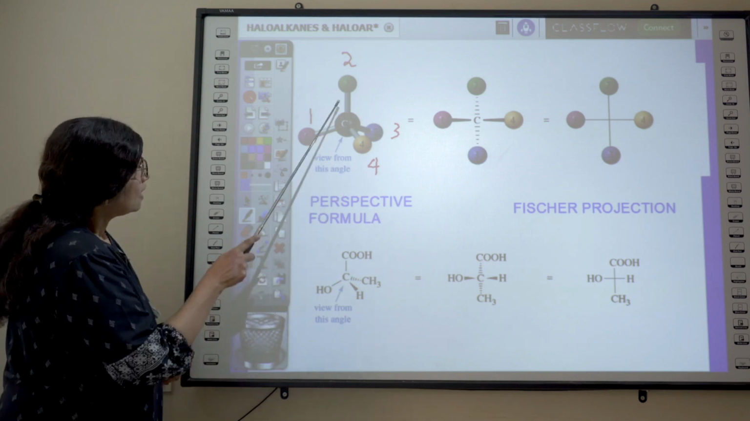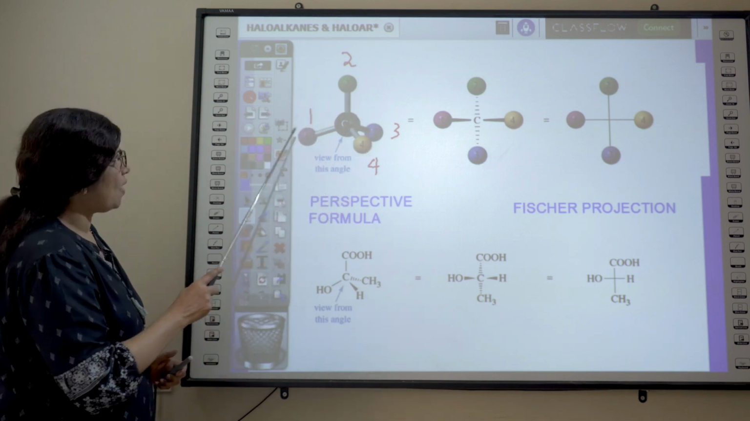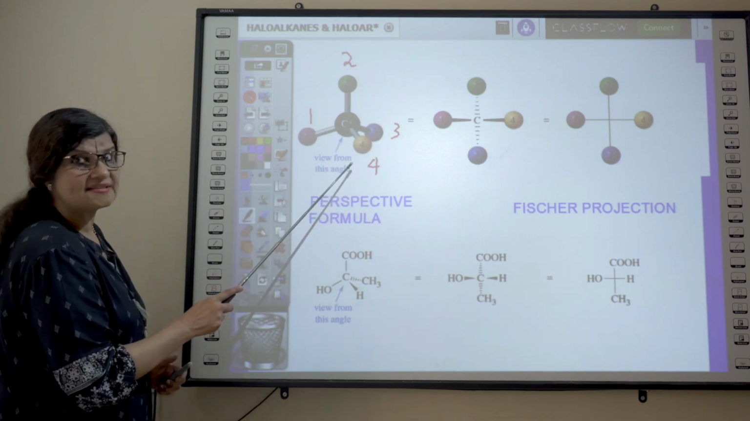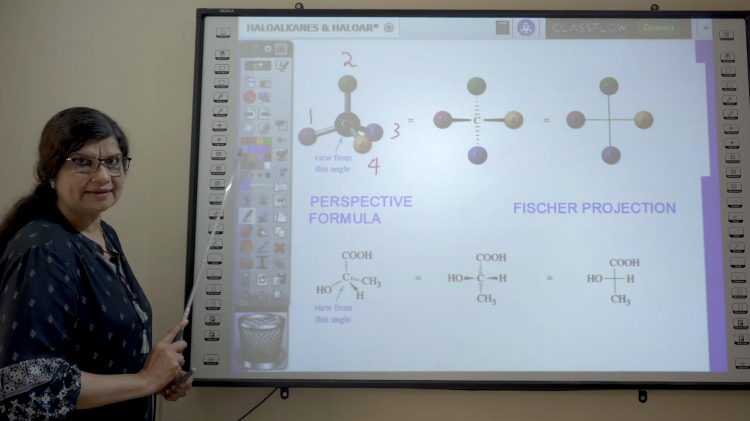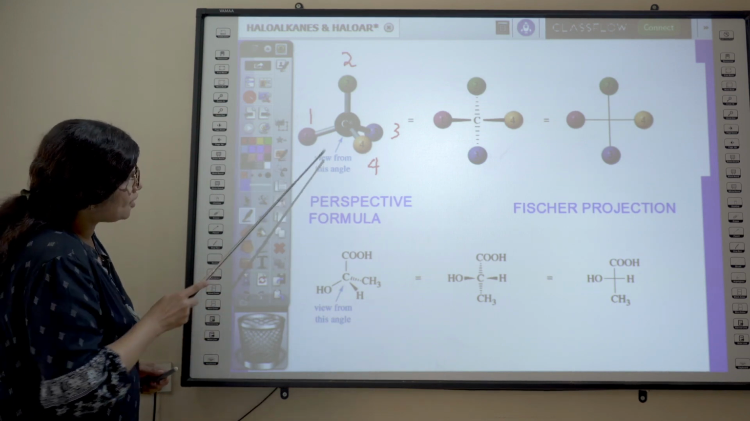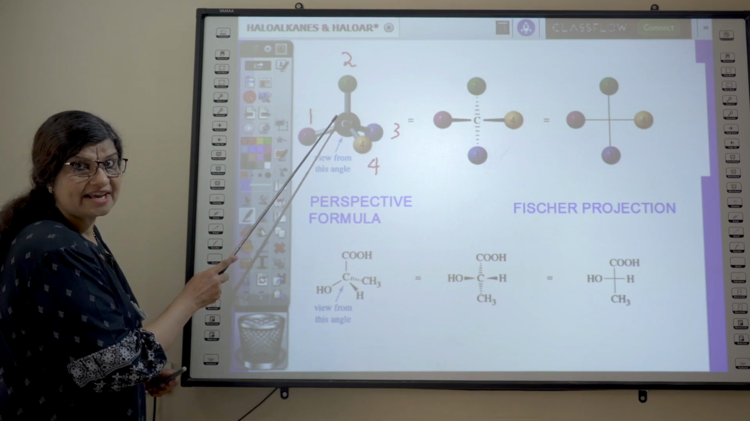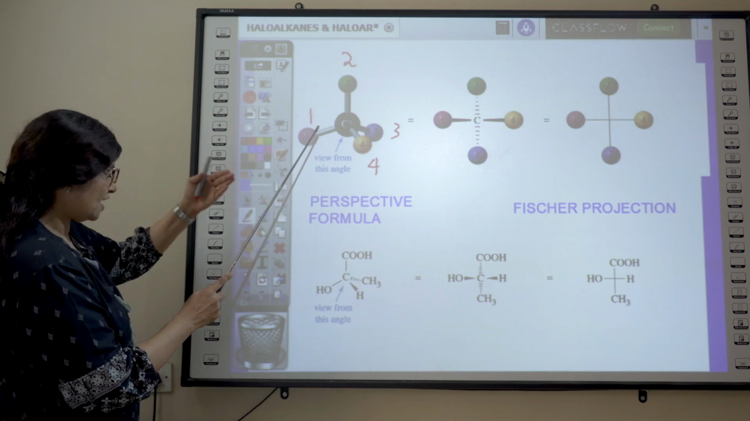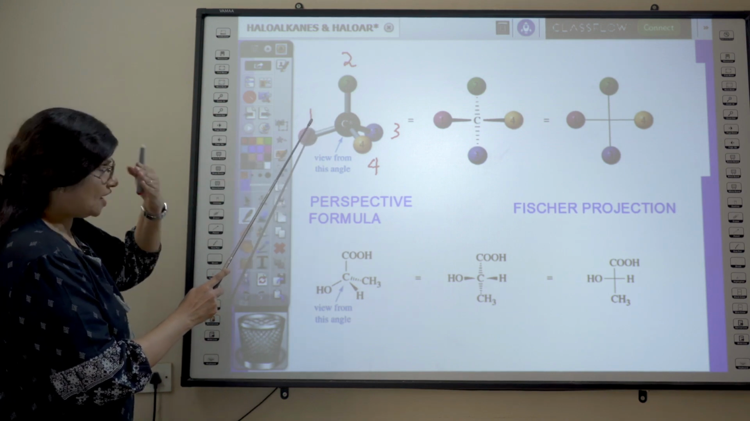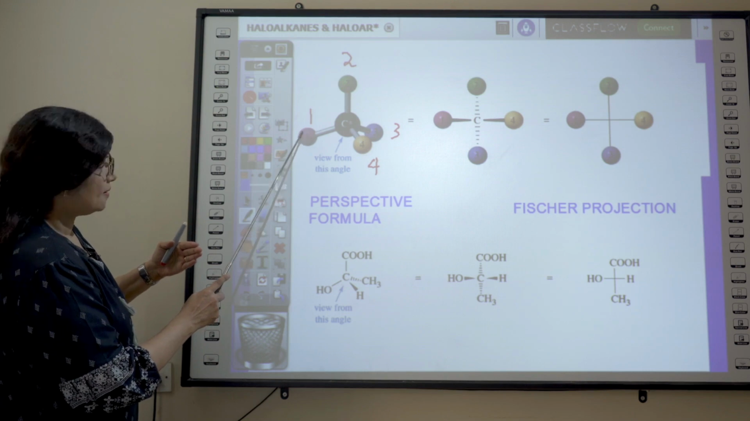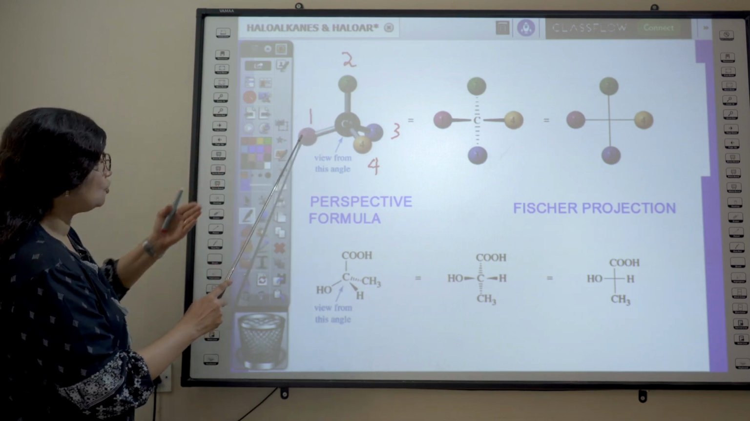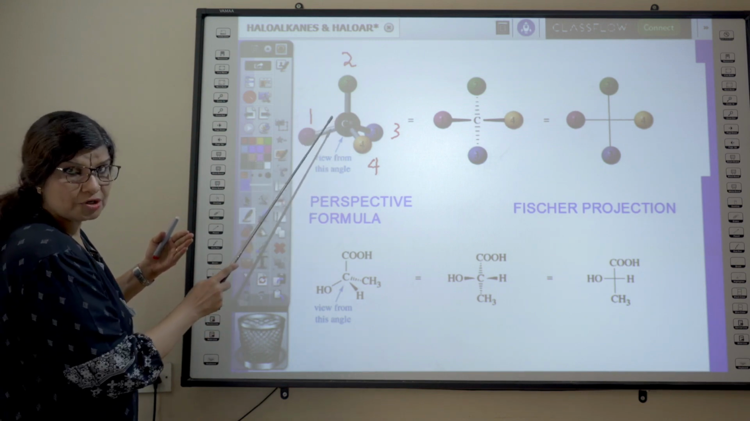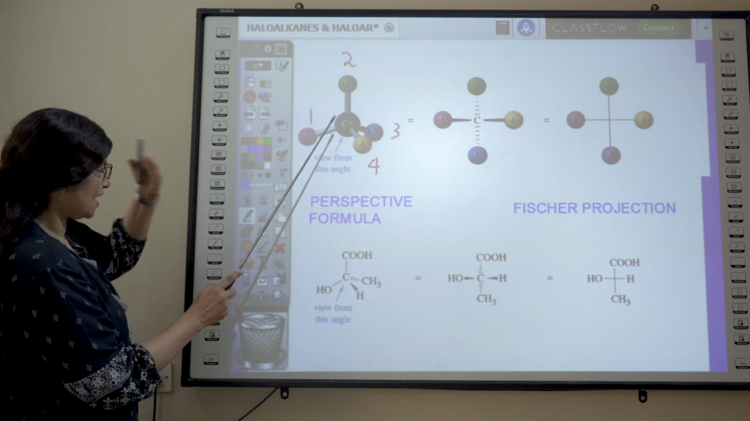Alright? Now, you have these groups. I hope it's clear to you. 1 and 2 are in the plane of the paper. 3 is behind the plane and 4 is in front of the plane, the wedge. Alright. Now, you view the molecule from this direction. Which direction? From an angle between the two groups which are in front of your view. In front of your view, you have 1 and 4. 1 may be in the plane of the paper, but in front of you, you have 1 and 4. Right? So, view the molecule from an angle between the two groups which are in front of your vision.